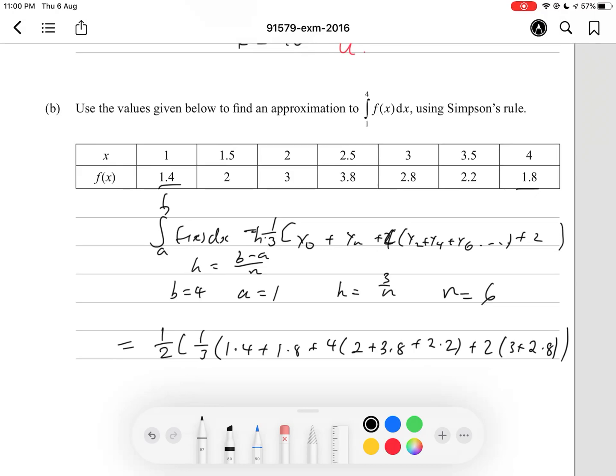Alright, so let's plug this all in. So we should get 3 plus 2.4 plus 1.4 plus 1.8, divided by 6. So you should get this equals 7.8, and that is an achieved level question. So that's another U grade there.